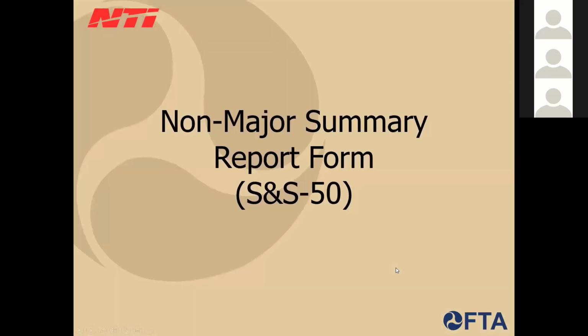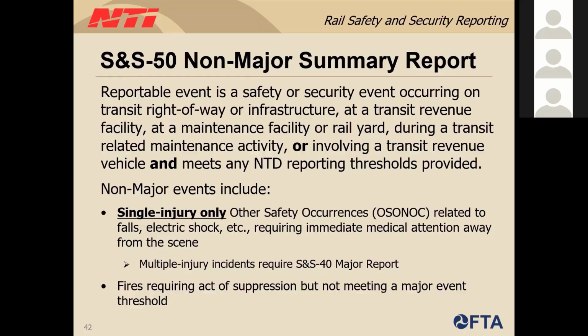All right, so let's take a look at the SNS 50 non-major monthly summary forms. First of all, the definition of a reportable event is, as you can see, an event occurring on the transit right-of-way or infrastructure, at a transit revenue facility, at a transit maintenance facility or rail yard, during a transit-related maintenance activity, or involving a transit revenue vehicle.